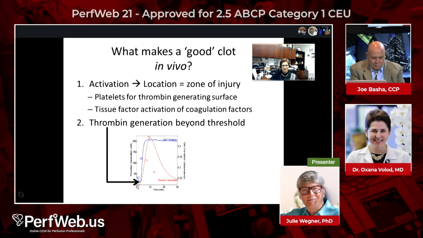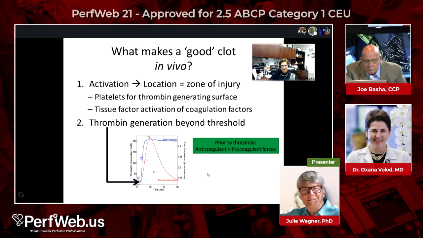This is demonstrated here: on the y-axis is thrombin generation, and on the x-axis is time. The red is thrombin generation and the blue is clot formation. You can see that thrombin generates along a certain timeline and then starts coming up, and you don't get clot formation started until it reaches a certain threshold. Once it reaches that threshold, the thrombin burst allows clot formation to occur very quickly.